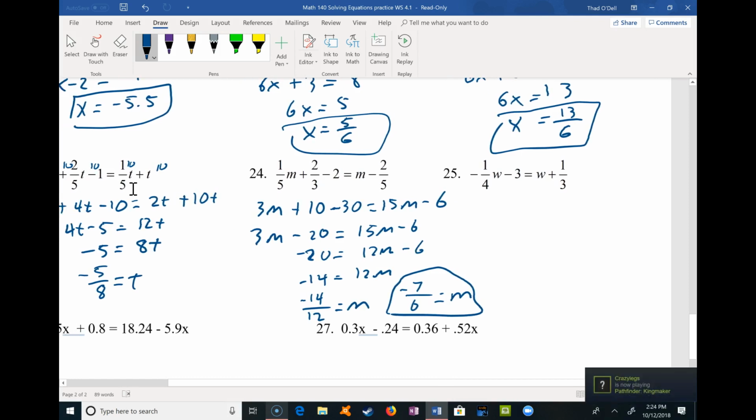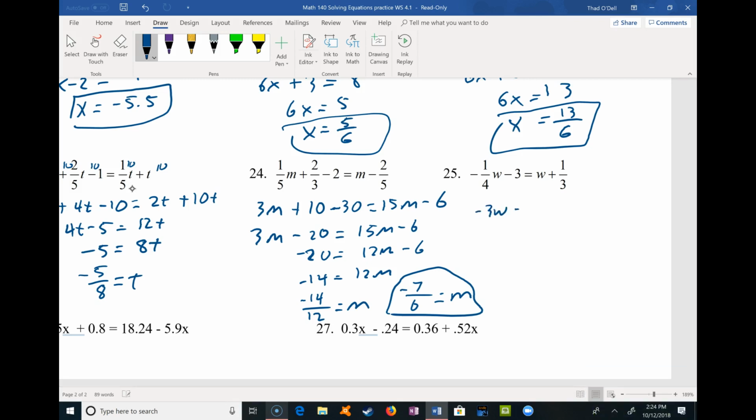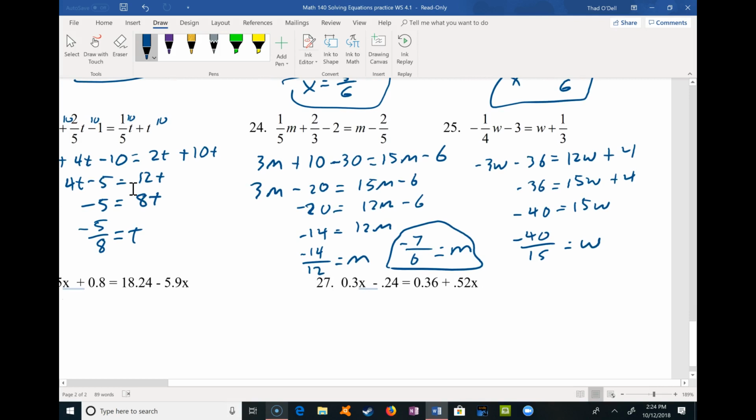Okay, one more fraction here. Multiply everything by 12, and that would be negative 3w minus 36 is equal to 12w plus 4. Add 3w to both sides, and we get negative 36 is equal to 15w plus 4. Subtract 4 from both sides, and we get negative 40 is equal to 15w. Divide both sides by 15, and I get negative 40 divided by 15 is equal to w. Of course, I can reduce that by 5s. That would be negative 8, whoops-a-daisy, that would be negative 8 over 3 is equal to w.